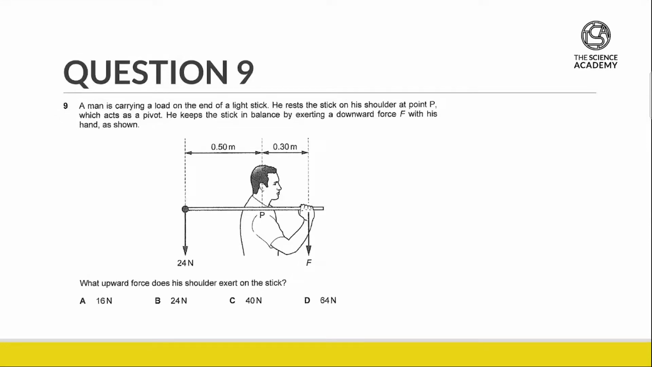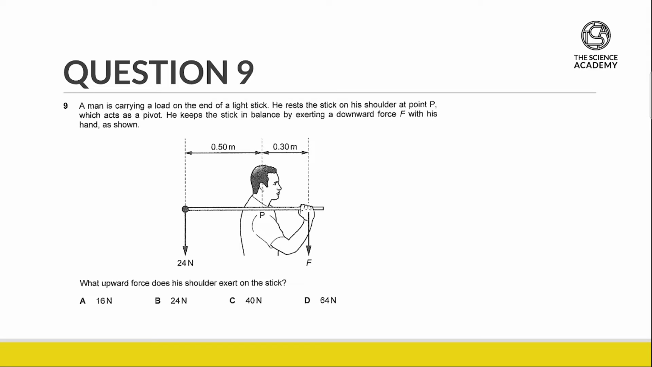For question 9, we are told that we have a man that is carrying a load on the end of a light stick, and he is resting the stick on his shoulder at point P, which acts as a pivot. He keeps the stick in balance by exerting a downward force F with his hand as shown, and they ask you what is the upward force that his shoulder exerts on the stick.